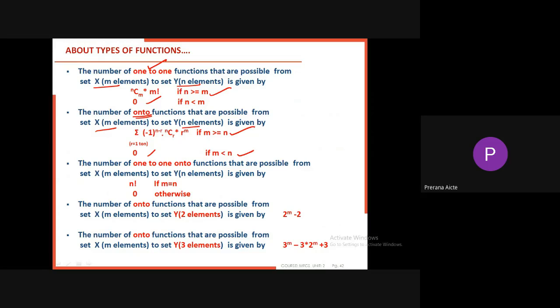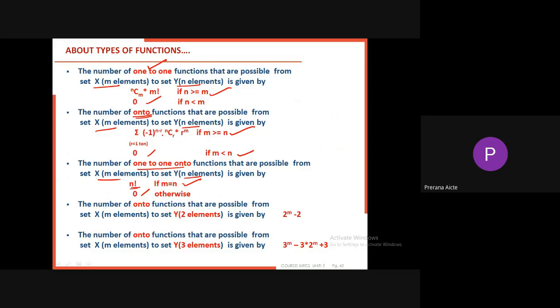Next, the third point is regarding one-to-one onto, that is a bijective function. How many bijective functions are possible from set x to set y? It is given by n factorial if m is equal to n. Suppose if m is not equal to n, then it becomes 0.